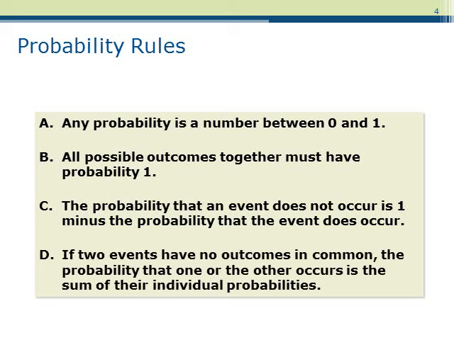Last, if two events have no outcomes in common, the probability that either occurs is the sum of their individual probabilities. For example, what is the probability of rolling a 1 or a 2 with a 6-sided die? Here, both 1 and 2 occur with probability 1/6. So the probability that either is observed is 1/6 plus 1/6, or 1/3.